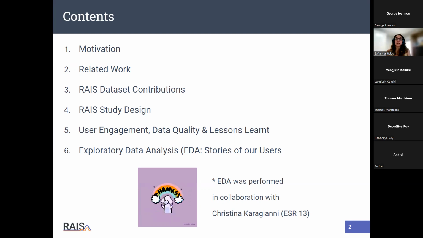I want to especially thank Christina Karagianni, ESR 13, who's working with me in AUTH, and together we are preparing this paper draft for the RAIS Consortium experiment. She really contributed a lot to the exploratory data analysis and generally the whole process of the data analysis.